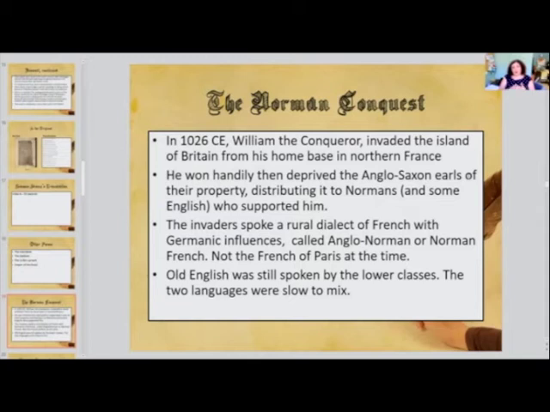Old English became something that was only spoken by the lower classes, the peasantry, the people who were left behind to work the farms who hadn't gone to war. But slowly, slowly, slowly, the languages started to mix.